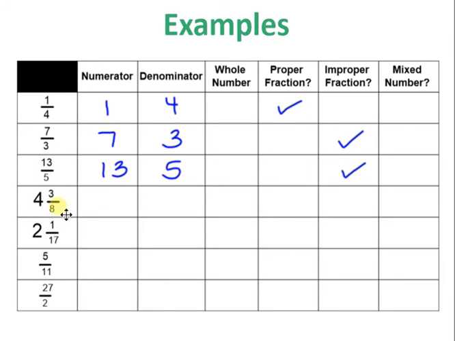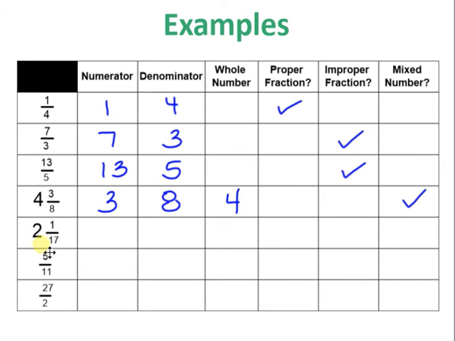Here I have 4 and 3/8. My numerator is still that top number above the fraction, so that's 3. My denominator is still the bottom number in the fraction, that's 8. But this time I do have a whole number of 4. And because I have that whole number in front of it, we call it a mixed number.